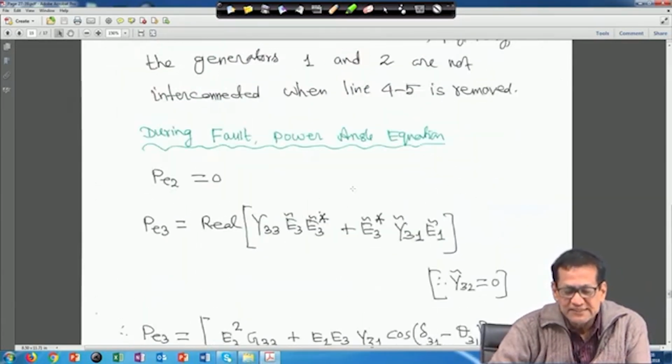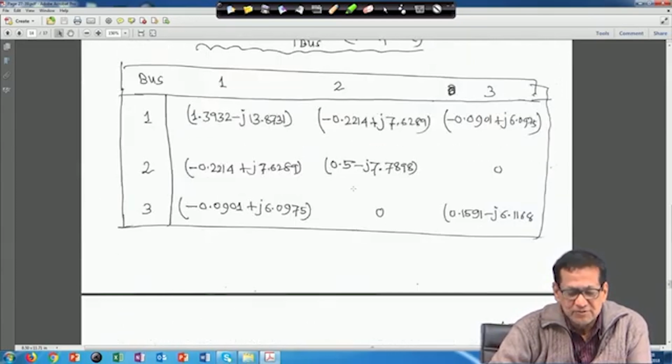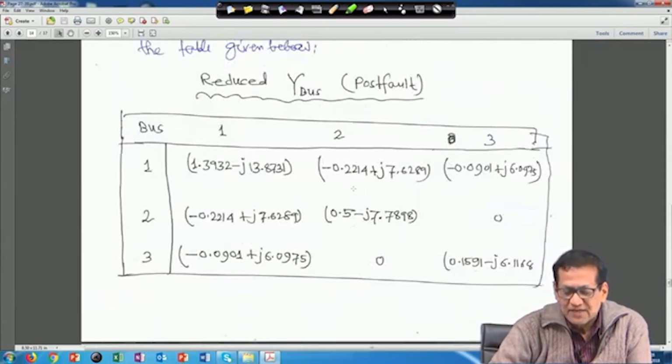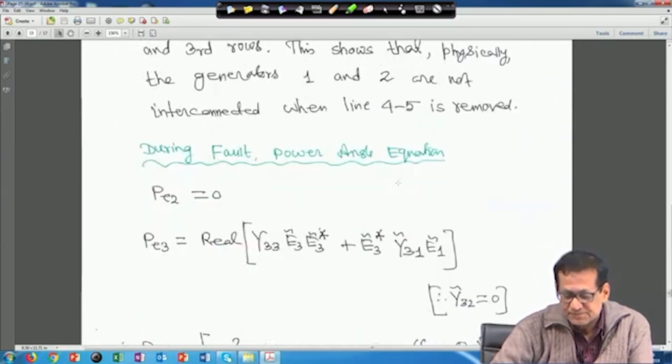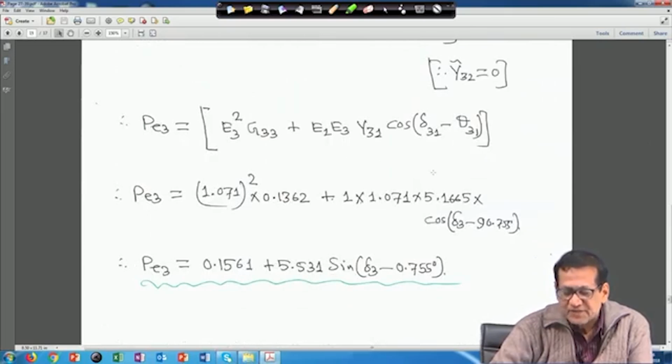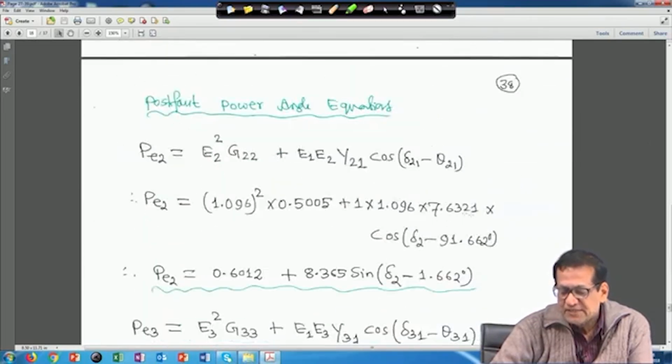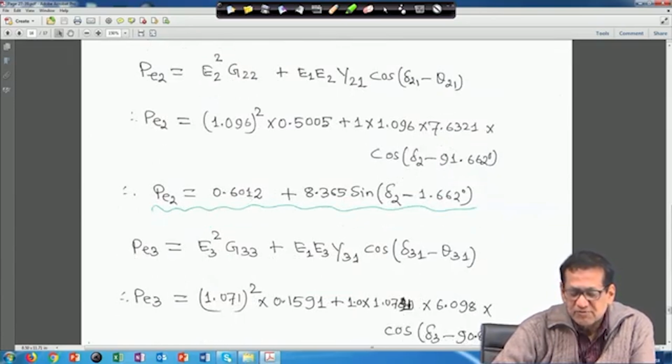If you come back to this, whenever you are computing this, please take these G values and B values, whatever they come out to be. In this case it is 7.6321, Y21 into cosine of delta 2 minus 91.662 degrees, which is the angle of Y21. So you will get P2 equal to 0.6012 plus 8.365 sin of delta 2 minus 1.662.